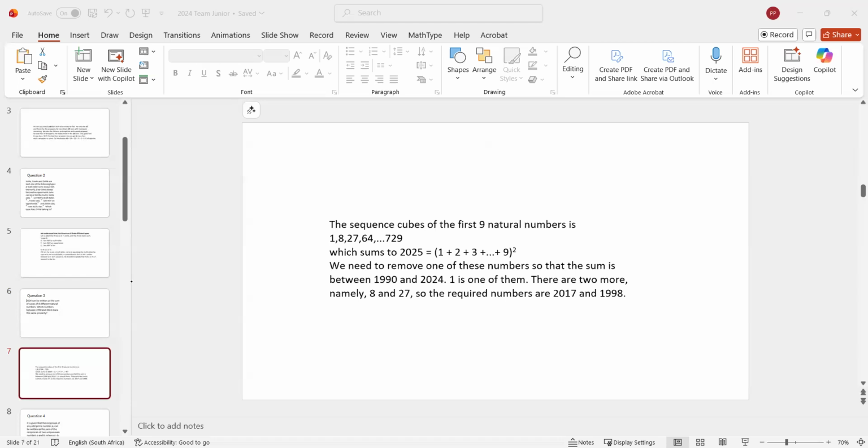See, to say it's between suggests that it's not the endpoints. I can say 3 is between 2 and 4, but I can't say 4 is between 2 and 4. Right? You're not allowed to include the endpoint. So that's how you have only 2 answers.